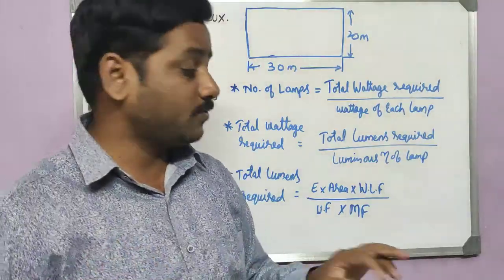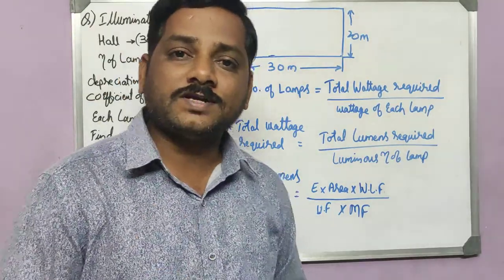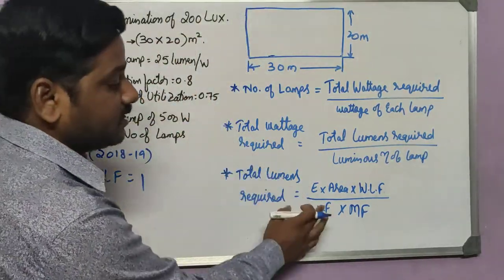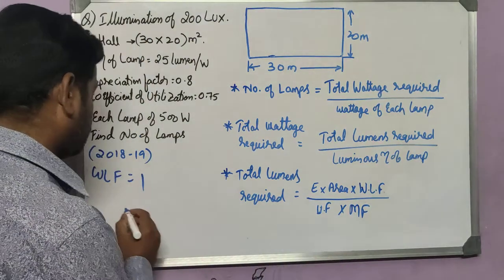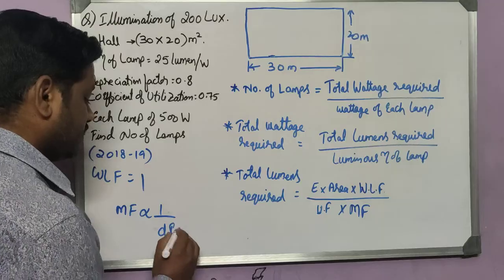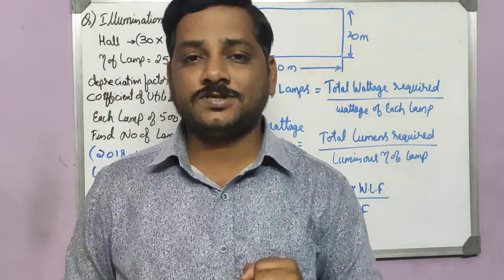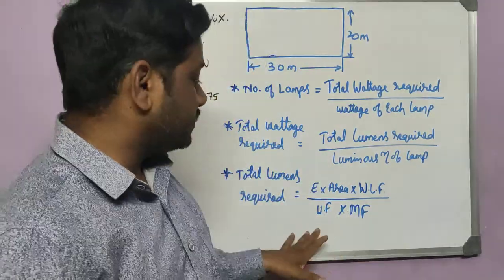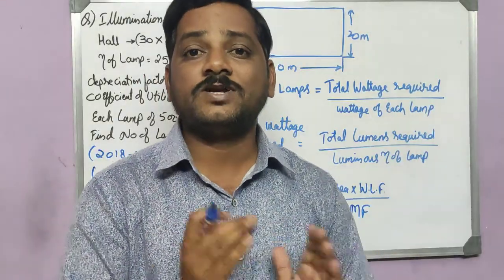One thing I will clarify about this pointer. Maintenance factor is nothing but depreciation and maintenance. There is a total relation we have. Maintenance factor is inversely proportional to the depreciation factor, and the maintenance factor will be in between 0.7 and 0.8.